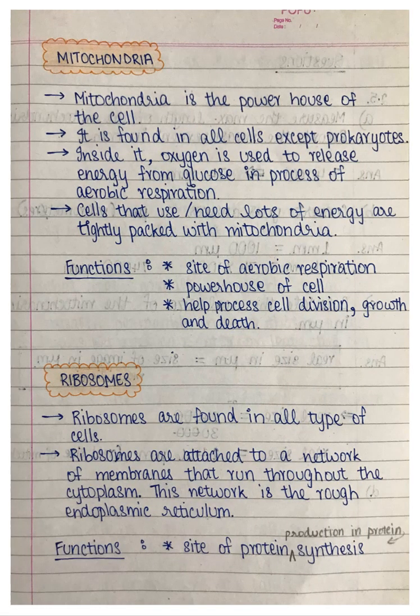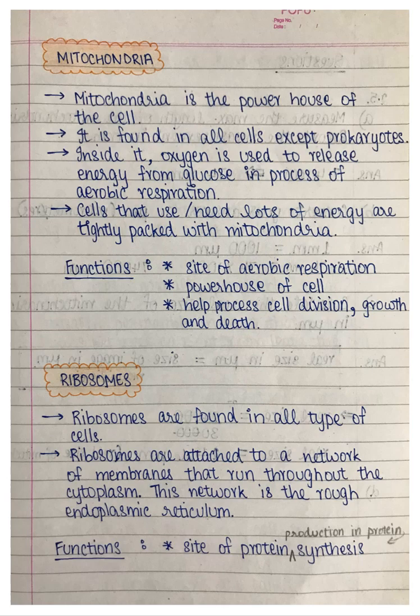Mitochondria is the powerhouse of the cell. It is found in all cells except prokaryotes. We discussed in the previous video that an example of prokaryotes is bacteria. Inside the mitochondria, oxygen is used to release energy from glucose in the process of aerobic respiration. So cells that need lots of energy are tightly packed with mitochondria. Functions of mitochondria are that it's a site of aerobic respiration. It is the powerhouse of the cell, and it helps in the process of cell division, growth and death.